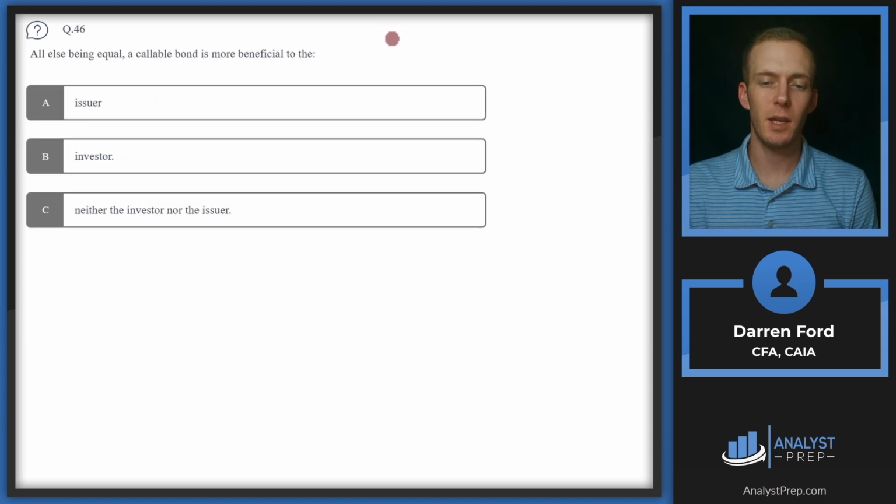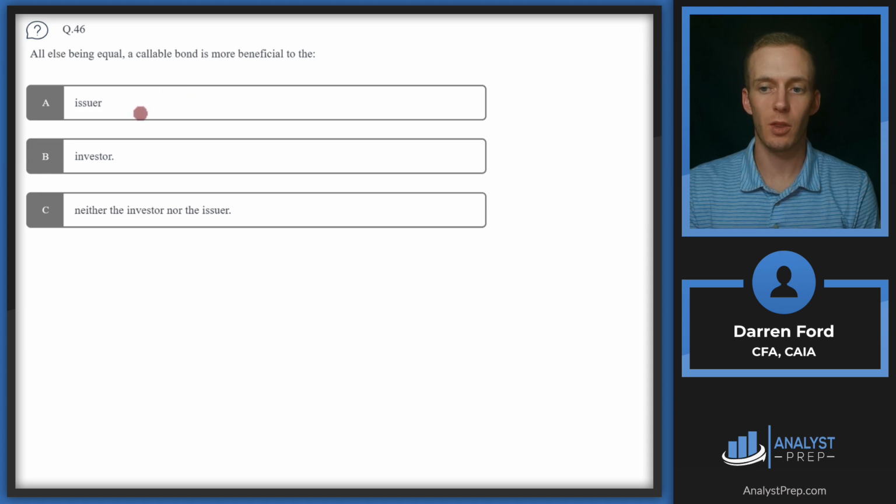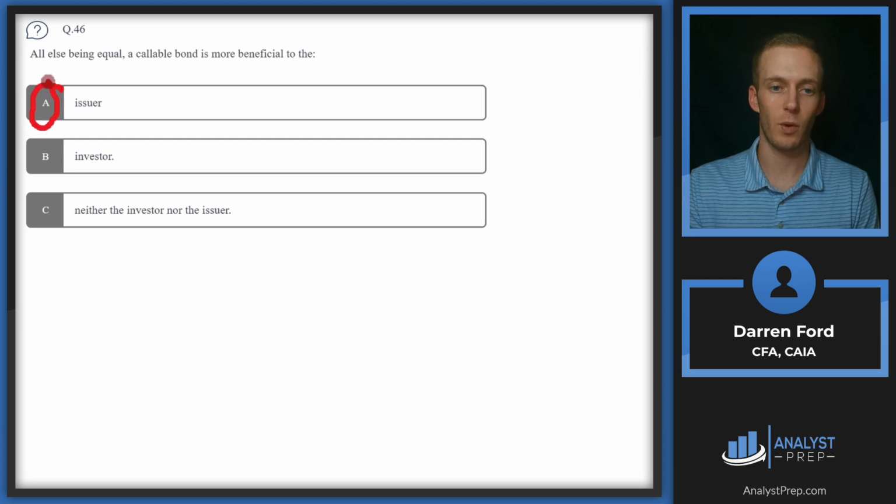Question 46. All else being equal, a callable bond is more beneficial to the issuer, the investor, or neither? So the call feature is going to allow the issuer to call the bonds back when they want at some preset redeemable price. And so this is going to be a benefit to the issuer. Where this really comes into play as a benefit is if interest rates fall, the issuer can basically call the bonds back. Or maybe let's say their debt gets upgraded so they could now issue debt at a lower rate, really any reason they could issue bonds at a lower rate, they can call that debt back from the investor and then reissue debt at a more favorable interest rate, which is going to be the main benefit for the issuer, not the investor.